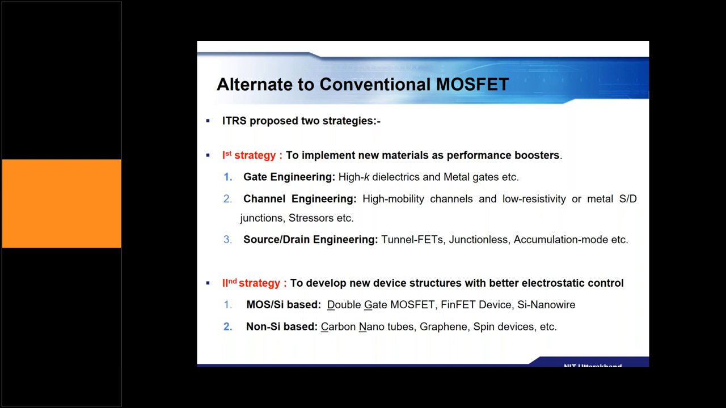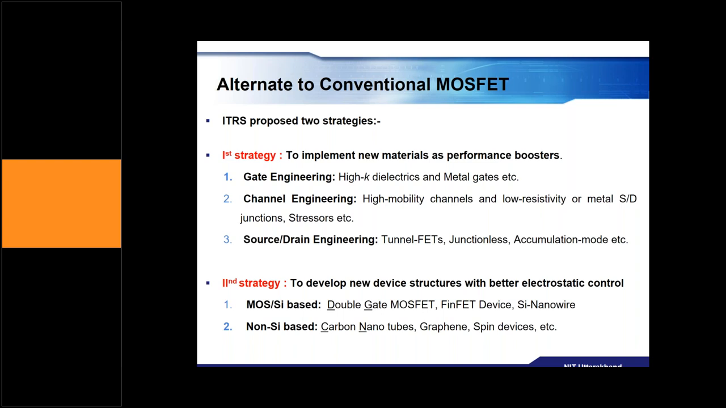Okay. Thank you, sir. So the first strategy is to implement new materials as a performance booster. You can use a high-k gate dielectric, and instead of using SiO2, you can use HfO2 as a dielectric. And to remove the polysilicon, you can also use a metal gate. The purpose of using a performance booster is that you can introduce stress in the channel to increase the mobility, and to reduce the gate tunneling, you can use a high-k gate dielectric.